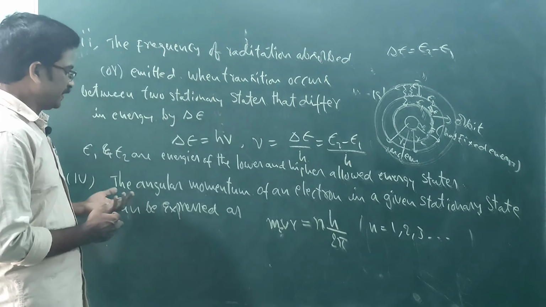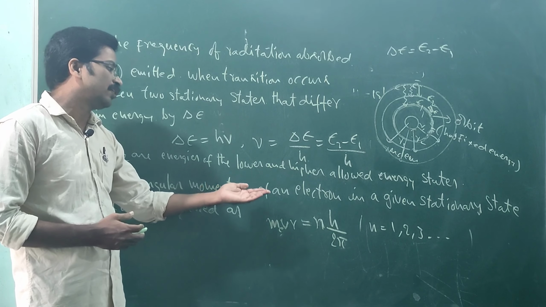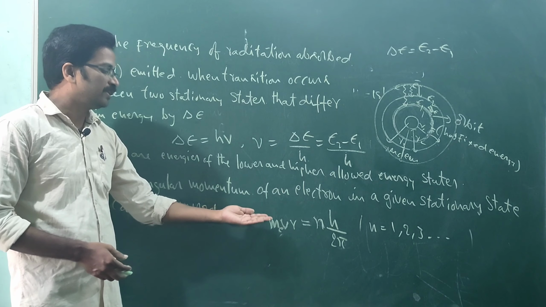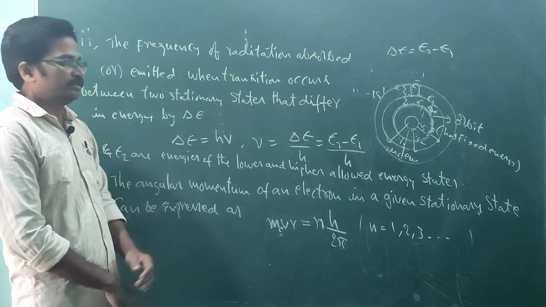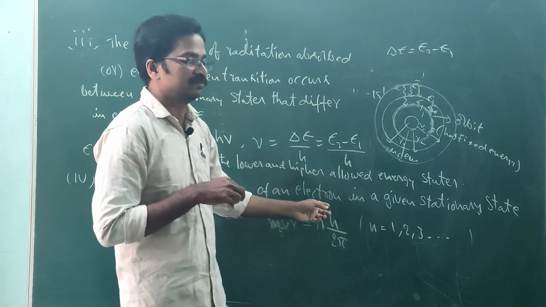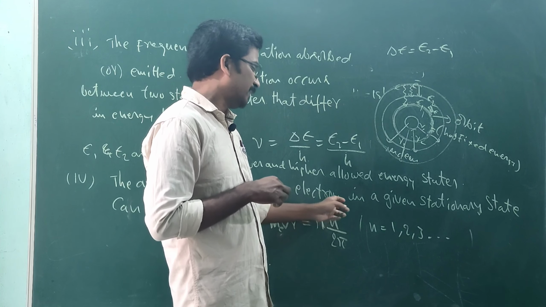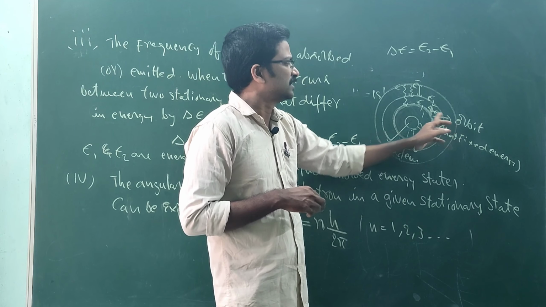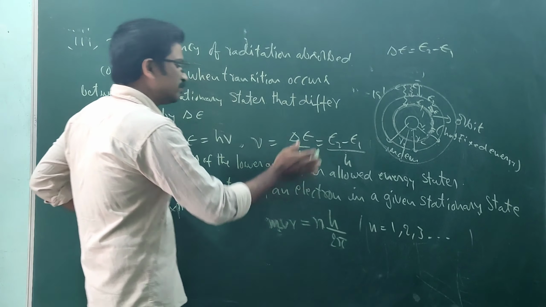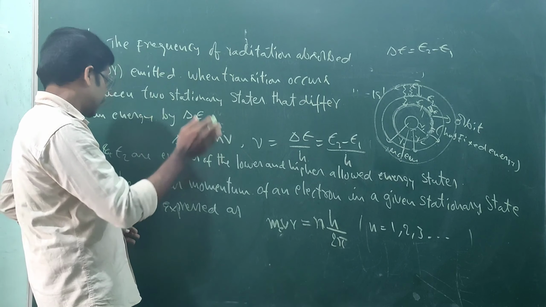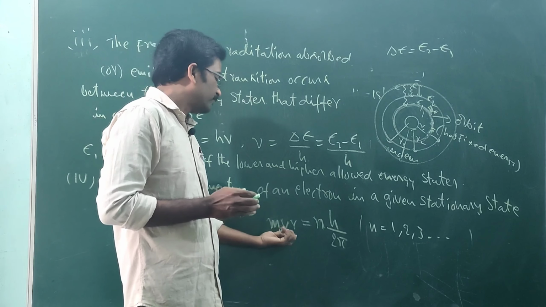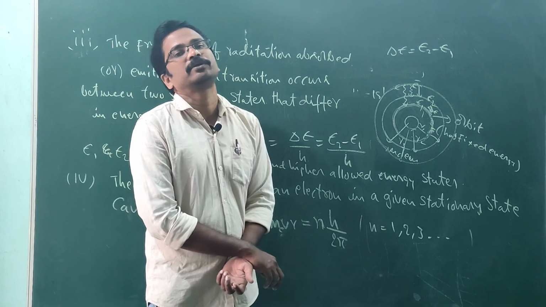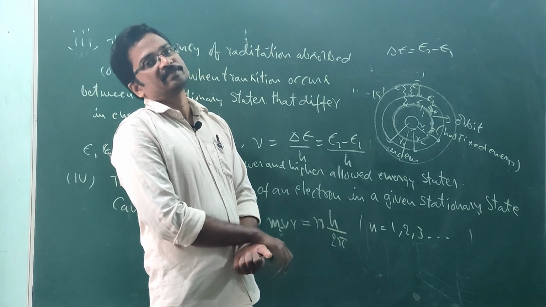Next, the fourth point. The angular momentum of an electron in a given stationary state can be expressed as mvr is equal to nh by 2 pi. Each one is a stationary state. The angular momentum of an electron in a given stationary state can be expressed as mvr is equal to nh by 2 pi.